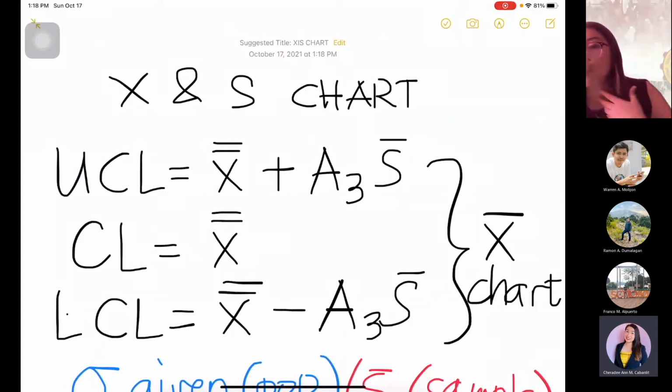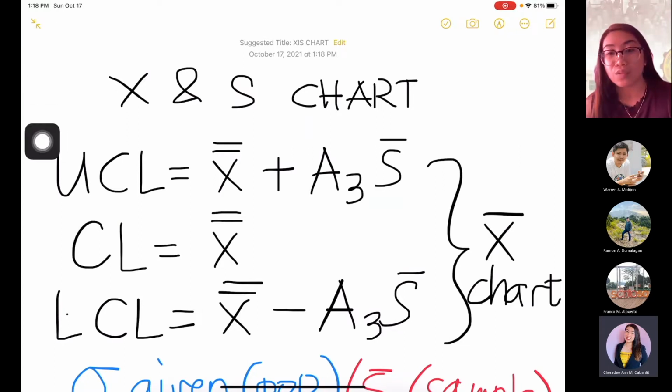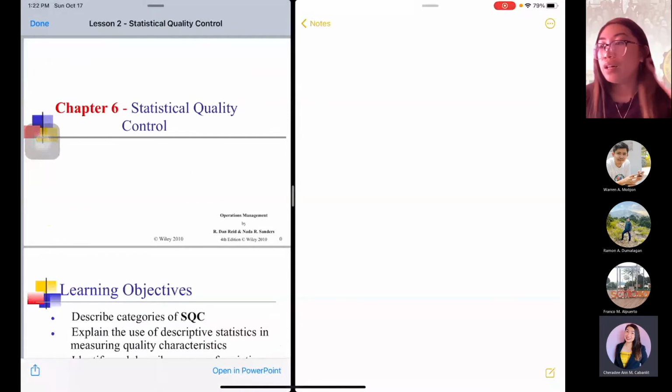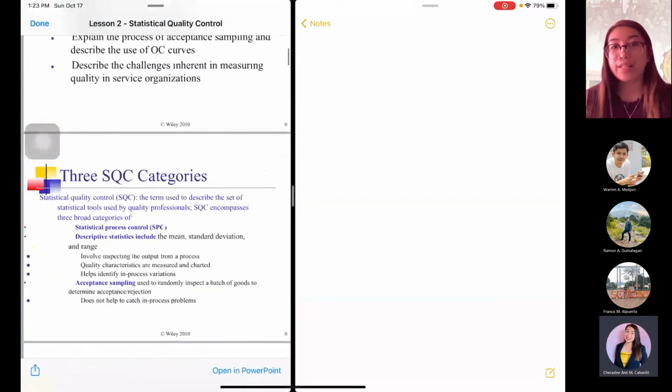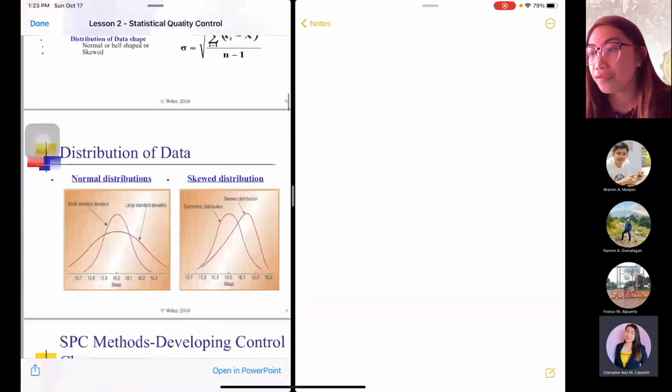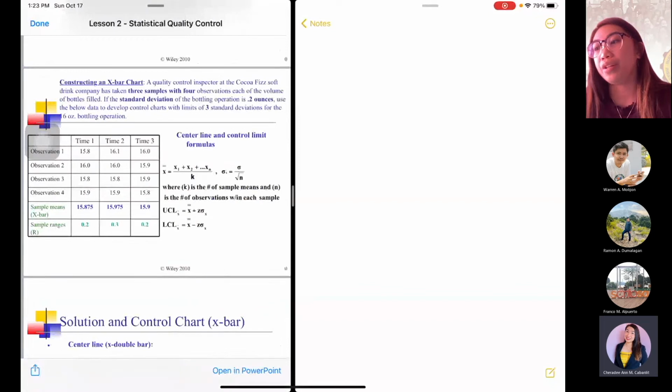Variable charts. All right. So before we go to the other charts, let's discuss the first problem. So here, I hope you can see both sides now. Okay, so let's have the first one. All right, this problem.